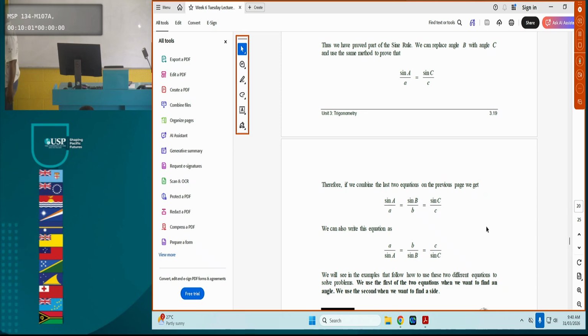When do we use this version? It's explained here. The first equation is used when we want to find a missing angle. This version is used when we want to find the value of the missing side. It's easy for us to decide when to use which one.